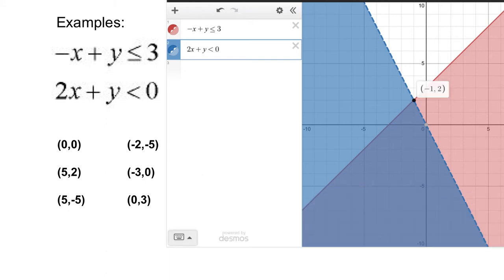A point that is the point of intersection, like this point of intersection right here, is not a solution unless both lines are solid. So because a dashed line goes through it, it's automatically eliminated there. But any other point that falls in that double shaded area would work.